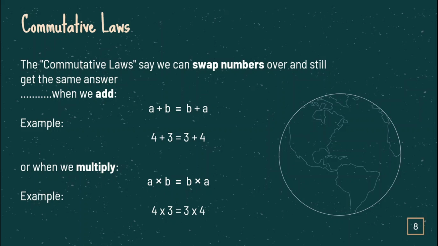Or when we multiply, a multiplied by b equals b multiplied by a. This is the example: 4 multiplied by 3 equals 3 multiplied by 4.